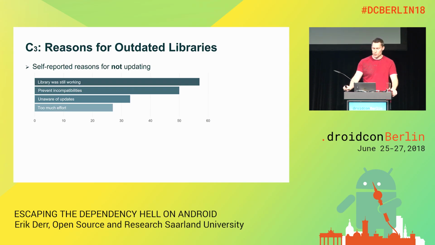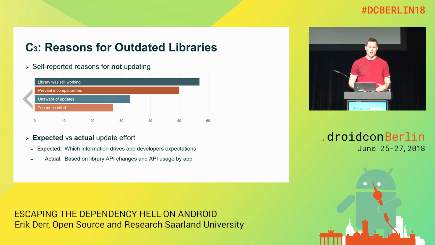Then also unawareness of updates. Maybe this is due to the fact that there's no centralized package manager. But what we also find interesting is to prevent incompatibilities and too much effort. So that caught our interest, because we wanted to know, is it just a small number of app developers having this problem, or is this a general problem with updating dependencies? So we wanted to analyze that a bit further.